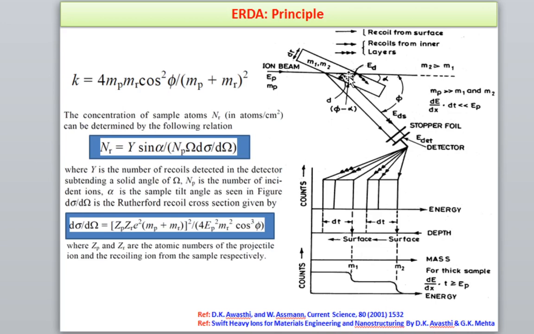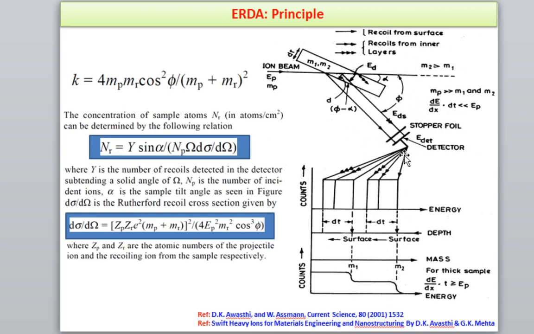Okay. The number of counts is also known as the number of recoil atoms. If you write the formula, the number of recoil atoms can be written as NR, which is equal to Y sin alpha. Sin alpha is the scattering, this is the recoil angle. If you see, this is the grazing incidence angle, and this is the recoil angle, that is alpha. So that is the sin alpha, and NP omega d sigma upon d omega, where Y is the number of recoils detected in the detector.